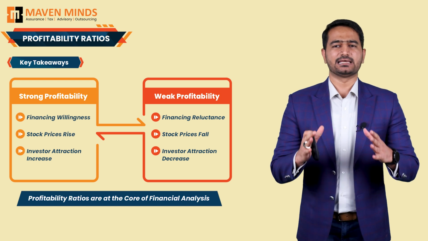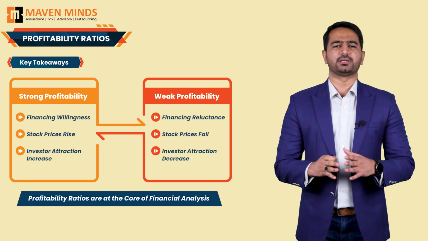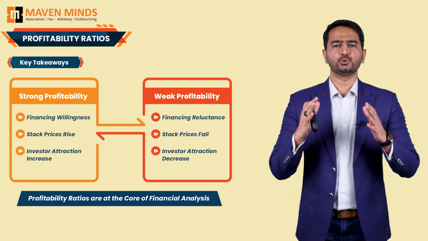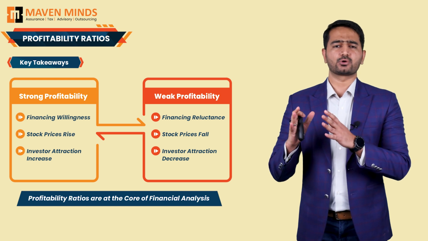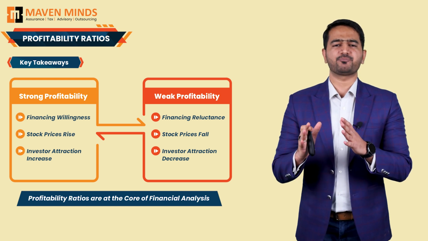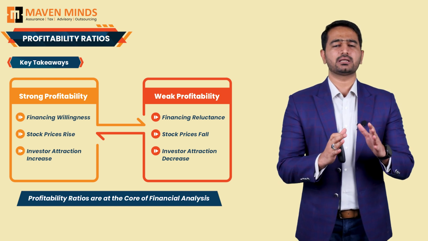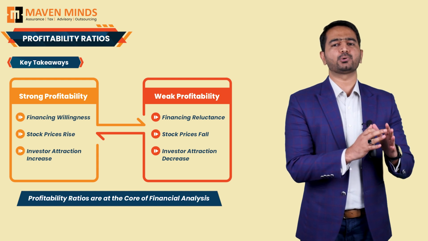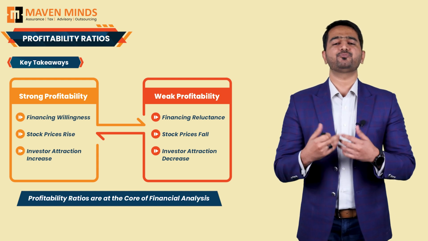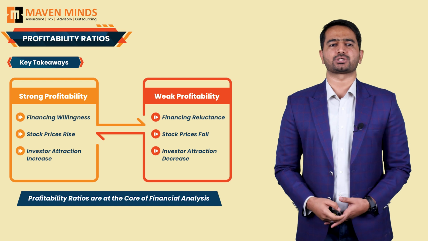Alright my friends, that concludes our lecture on profitability ratios. I hope you now fully understand how gross profit margin, net profit margin, asset turnover, and return on capital employed come together to form a complete profitability picture.